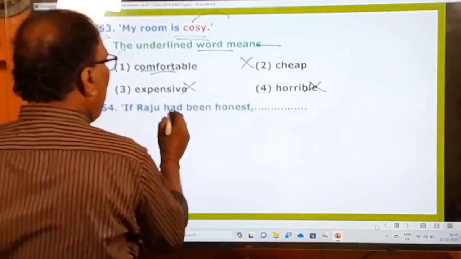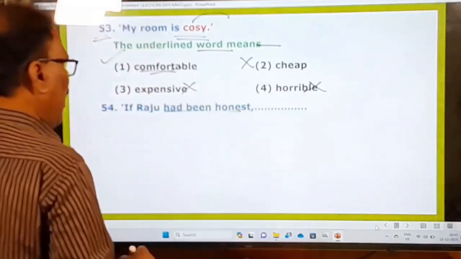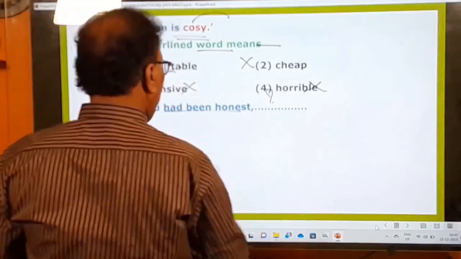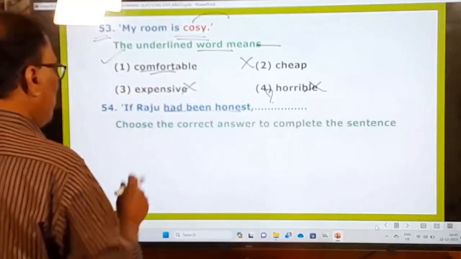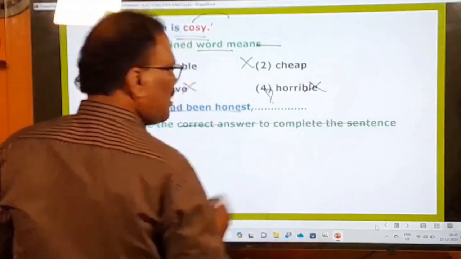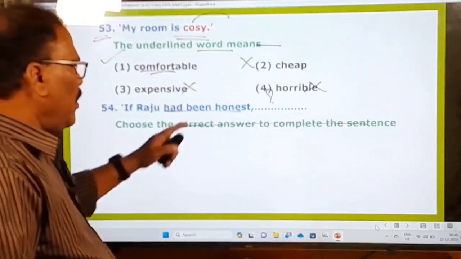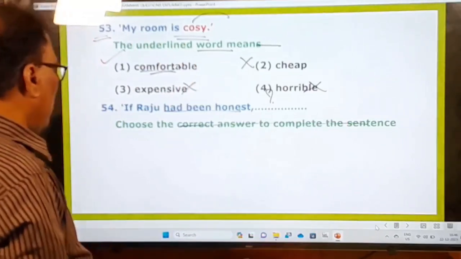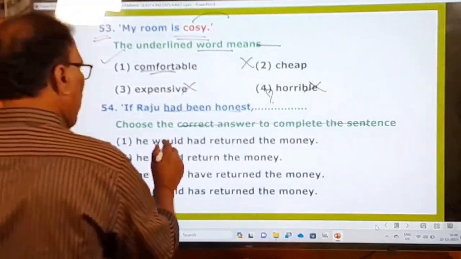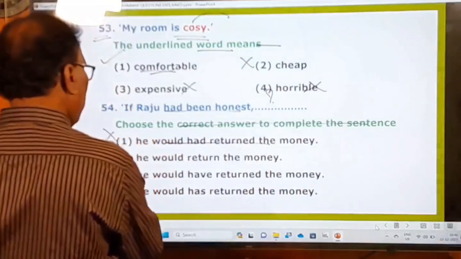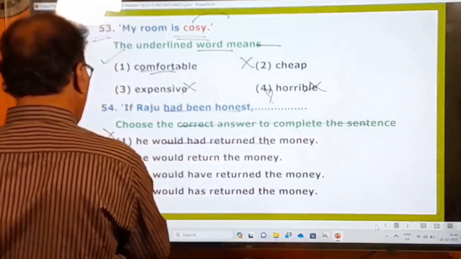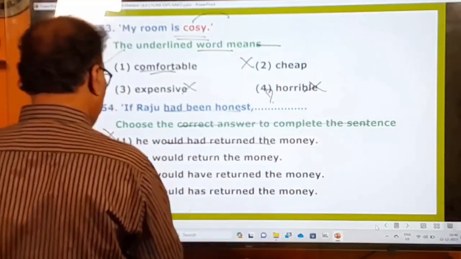If Raju had been honest, another big blank is given here. What is the examiner asking you to do? Choose the correct answer to complete the sentence. We have to choose the right answer to complete the sentence. Right. What are the options given? He would had written, no, this is not the right one. He would return the money, no. So he would have returned the money. This is the right one.